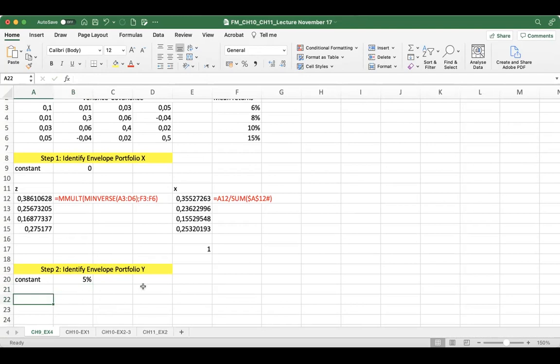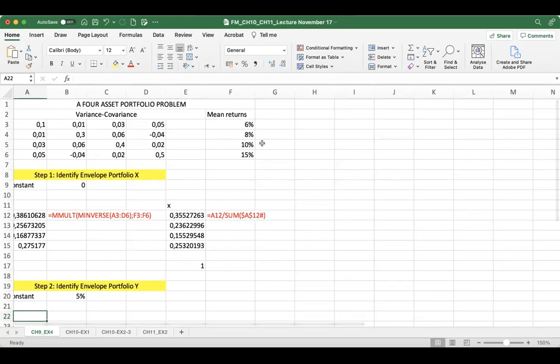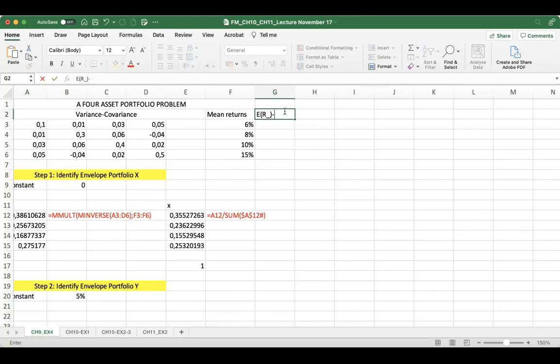Now, pay attention here. Since we have 5%, the risk premium vector, which is the difference between mean returns and the constant, will be different from the previous one, right? So let me put it another way. I call it here ER, expected return, or the mean return, minus the constant. For portfolio Y, it is equal to the mean returns minus the constant. Since the constant is by nature constant, I must add the dollar sign here and then scroll it down. So this is the risk premium vector that has to be used to identify the Z vector for the envelope Y.